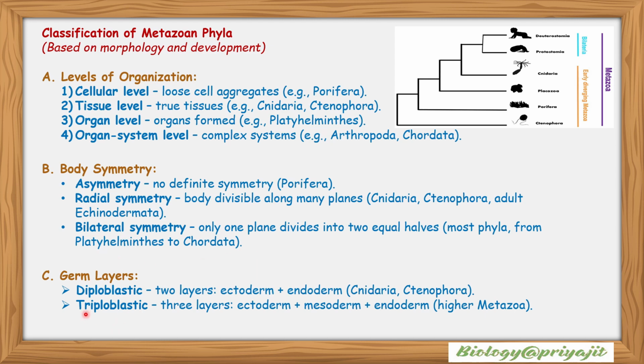Germ layers: it can be diploblastic or triploblastic. Diploblastic has two layers, that is ectoderm and endoderm, which are found in Cnidaria and Ctenophora. Triploblastic has three layers, ectoderm, mesoderm and endoderm, which is found among the higher metazoans.